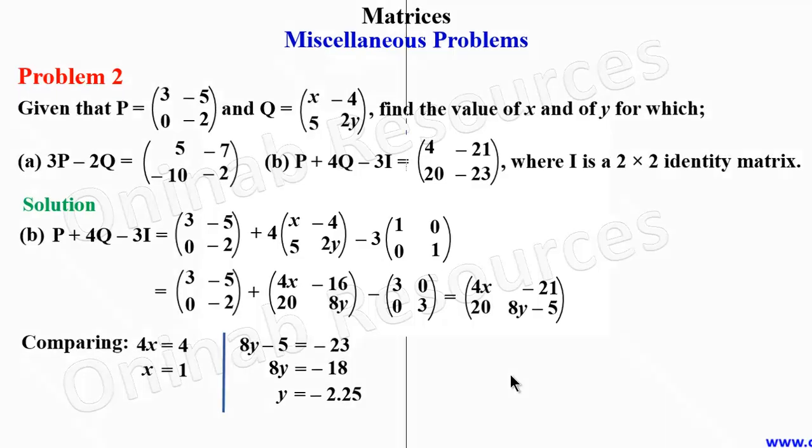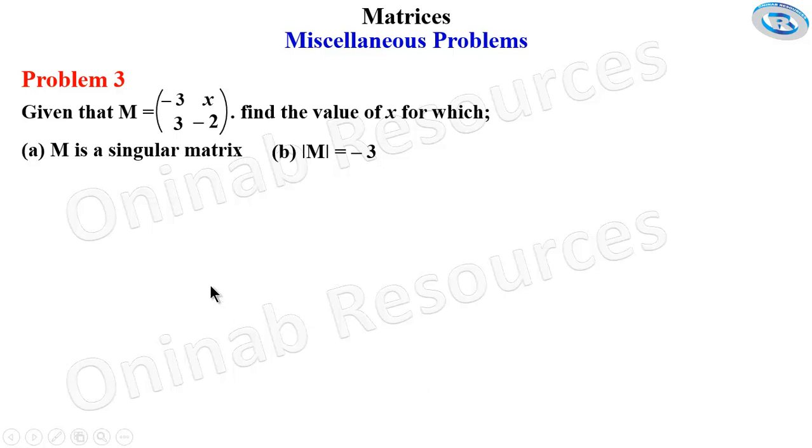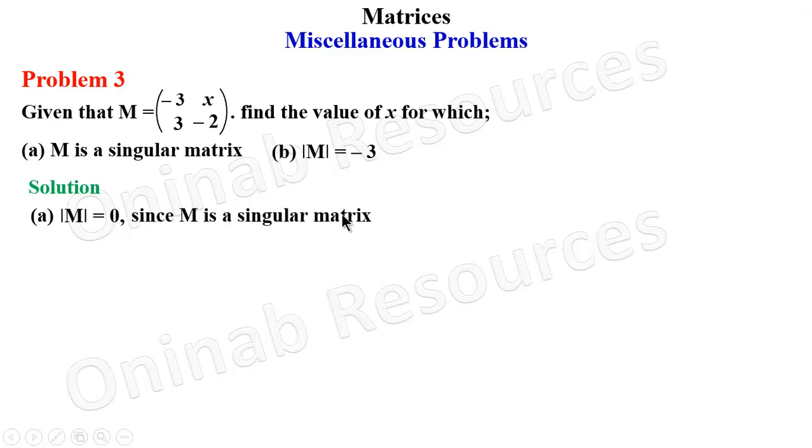We then go to question 3. For question 3, given that M equals the matrix negative 3, x, 3, negative 2, find the value of x for which A, M is a singular matrix, B, determinant of M is equal to negative 3. In our solution, starting from A, determinant of M is going to be 0, since M is a singular matrix.